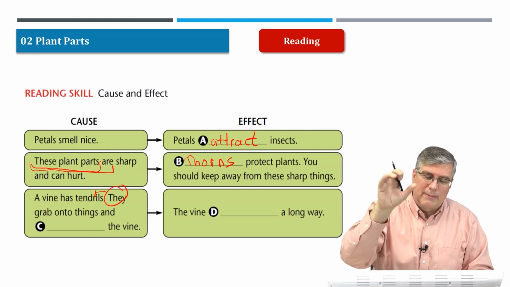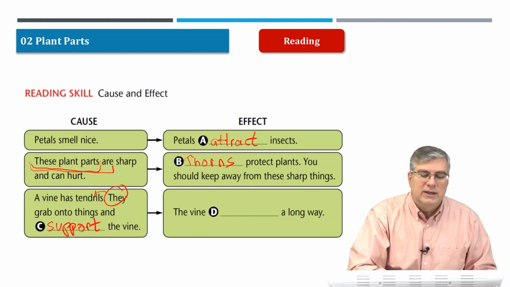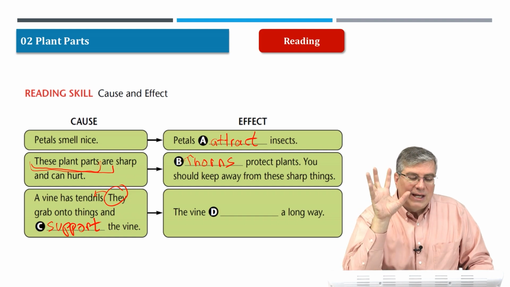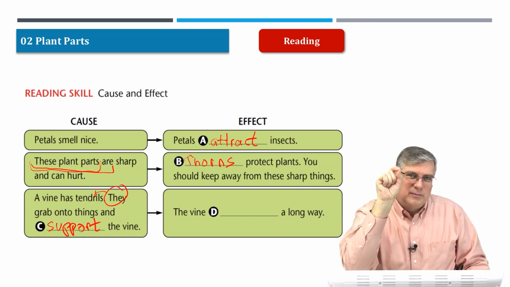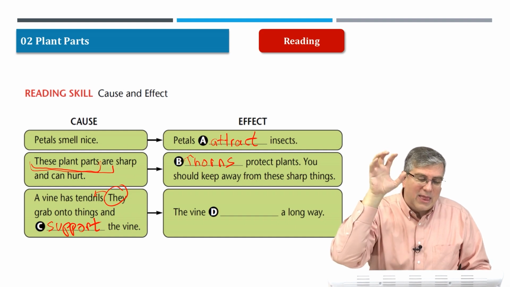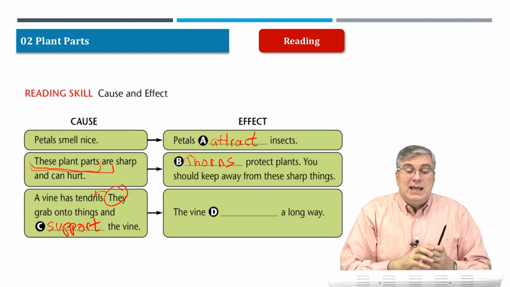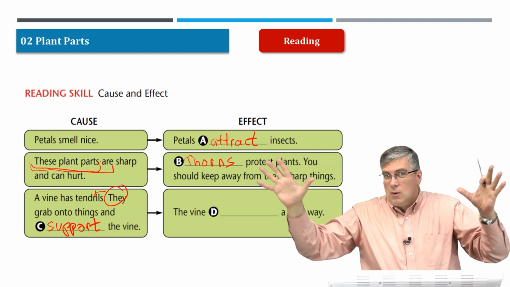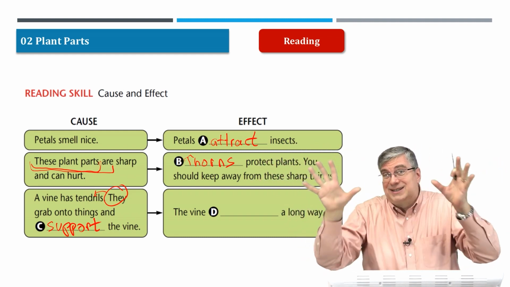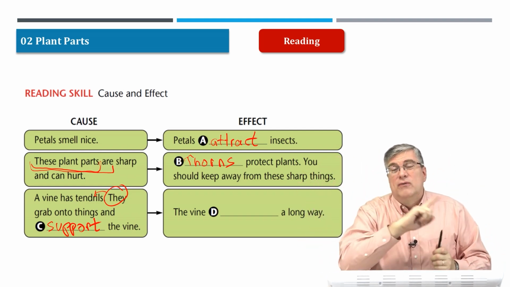So tendrils grab onto things and support the vine. So tendrils grab onto the wall, little parts in the concrete or the brick, and they hold onto the wall. And they support the vine. So the vine can grow. The vine, what? Spread a long way. So the vine is growing. It's getting bigger. It's covering more and more area over time.